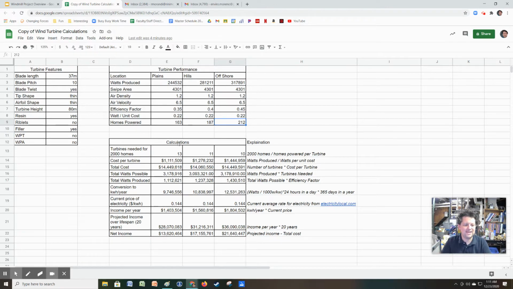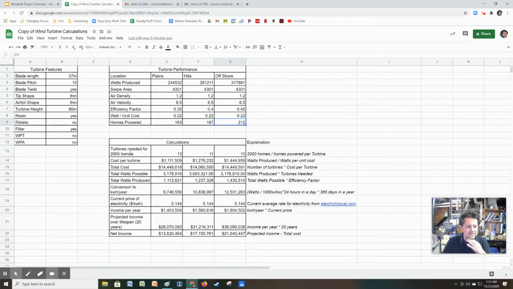So when we get down to the calculations, I want to build a site that's going to power at least 2,000 homes. Now, what this means is that I might need more than one windmill. I'm definitely going to need more than one windmill. And the windmill that I made is terrible. It doesn't work at all. It's so bad. 163 homes, 187 homes, and 212 homes. So each one of these is going to require lots of wind turbines for this turbine to work.